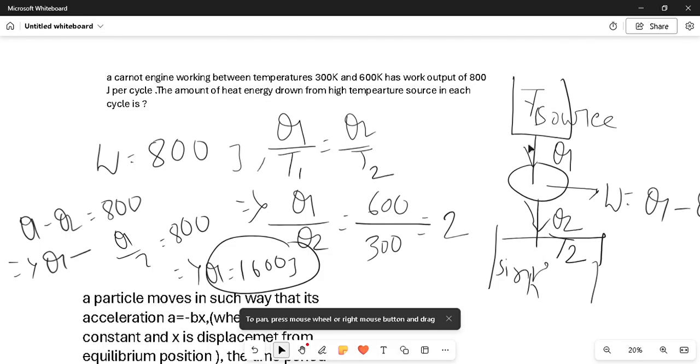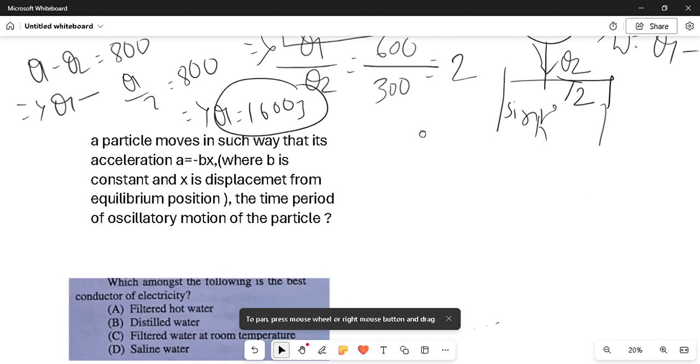From this Carnot engine formula we know that the source has higher temperature T1, the sink has lower temperature T2. From the source Q1 heat is coming, to the sink Q2 heat is going, and the work done by the machine is W equal to Q1 minus Q2. And this important formula is Q1 by T1 equal to Q2 by T2. Q1 is the heat coming from the source, Q2 is the heat going to the sink, T1 is the temperature of the source and T2 is the temperature of the sink. From this we can solve this question. You have to find only Q1 in this question.